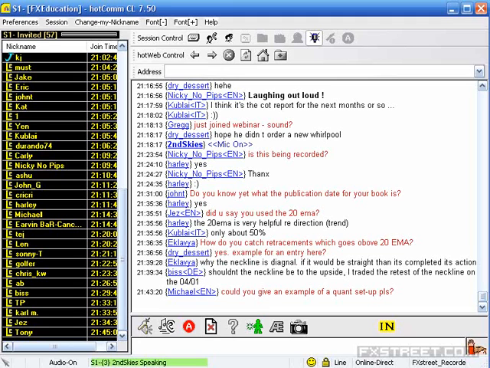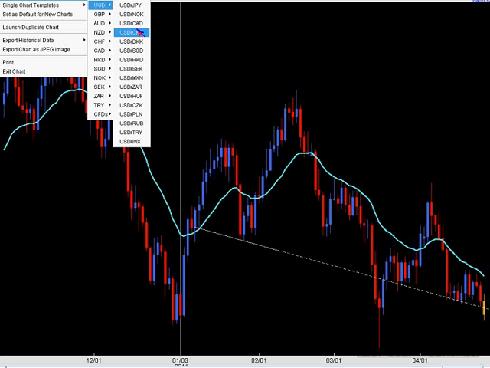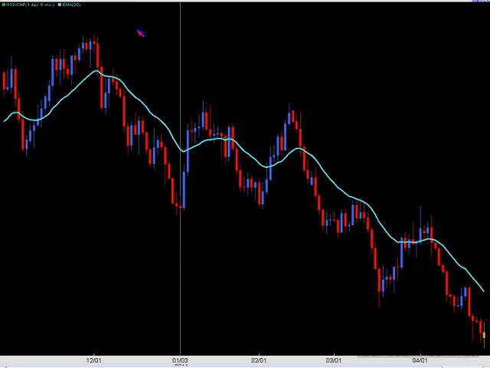Eklavia says, how do you catch retracements which go above the 20 EMA? This is a good question. Let's go back to, I think dollar Swiss might be a good example for this. So how do we catch retracements that go above the 20 EMA or below it, depending on the type of trend that we're in?